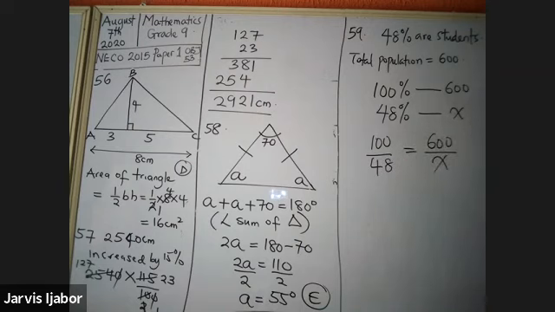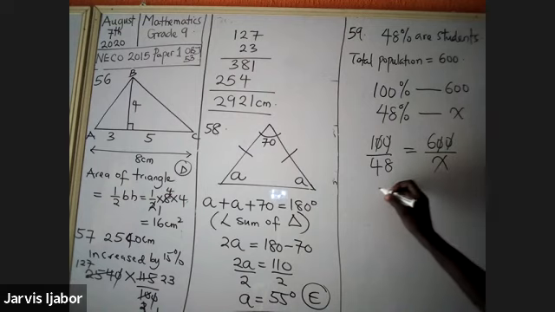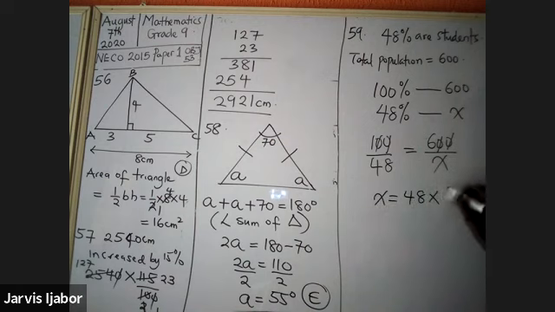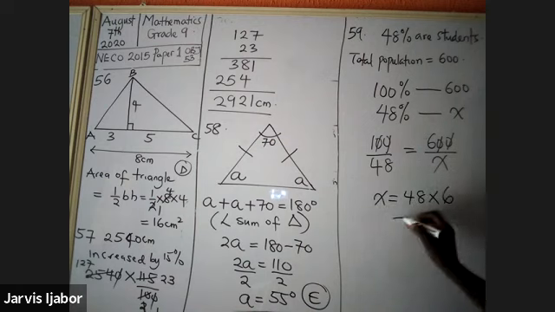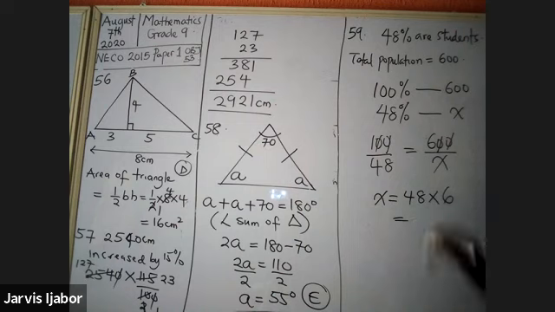So it means 100 over 48 will be equal to 600 over X. How do you cancel this? These zeros will go with these zeros. Are we seeing that? So X will be equal to 48 times 6. And what is this answer? 288. So the total number of students in this community will be 288. Do I have an answer like that? Oh yes, we do. That option is B.